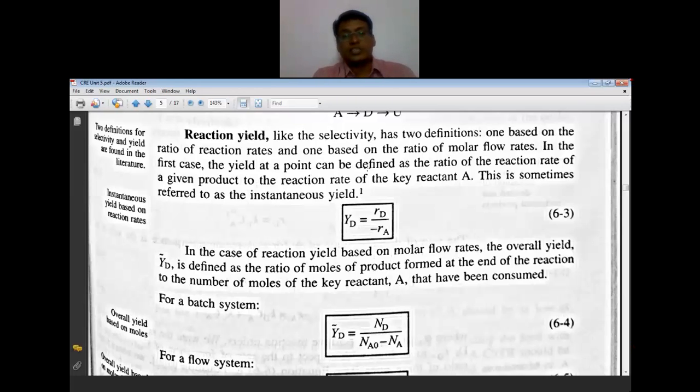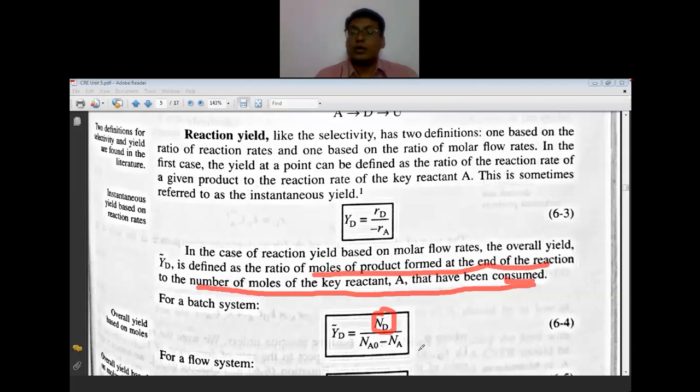And second, in the case of reaction yield based on the molar flow rate, the overall yield is defined as the ratio of moles of product formed at the end of reaction to the number of moles of the key reactant A that has been consumed. So कितने D प्रोड्यूस्ड हुए हैं और कितने नंबर ऑफ मोल्स A कंज्यूम हुए हैं. That is the moles of the product formed at the end of reaction. This is nothing but the ND. ND is nothing but the moles of the product formed at the end of a reaction. And the number of moles of the key reactant A that has been consumed.